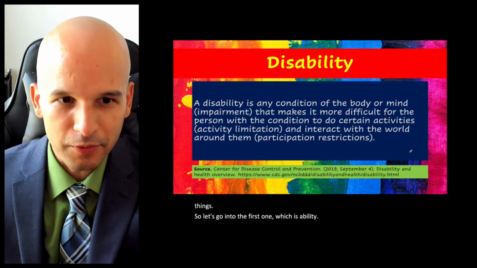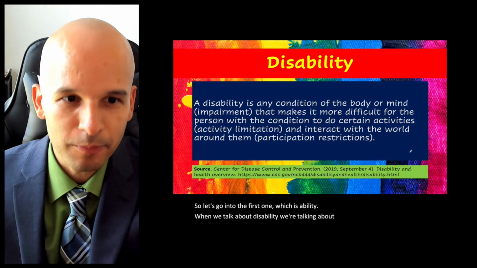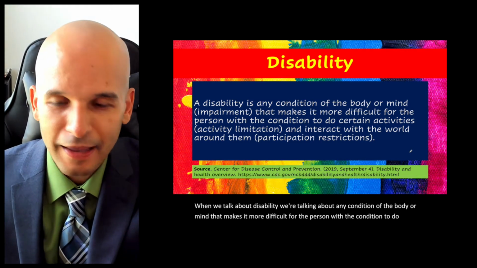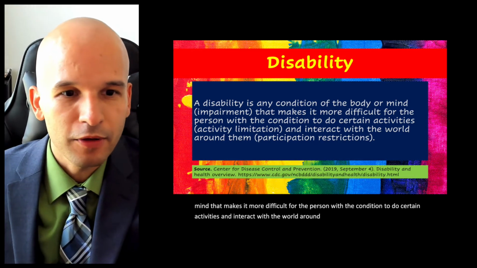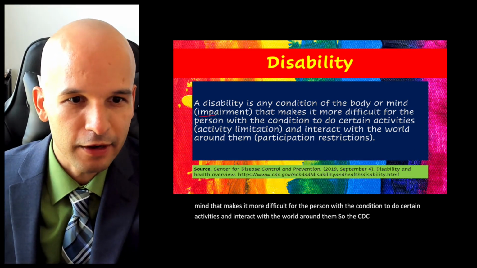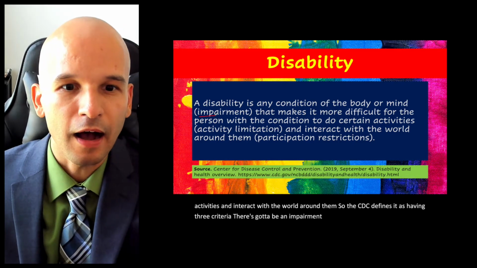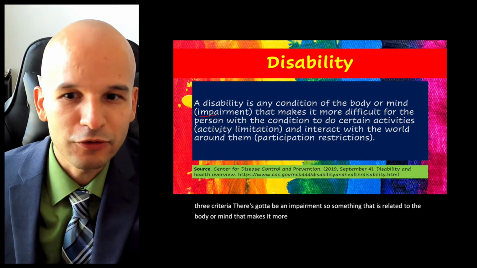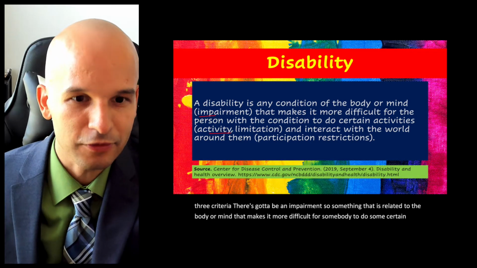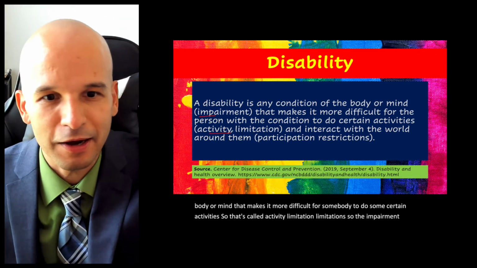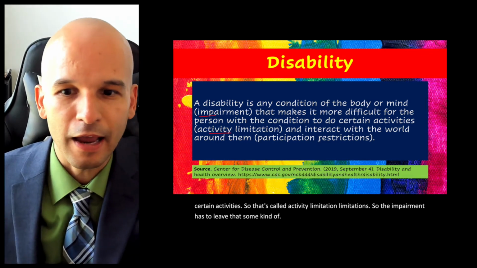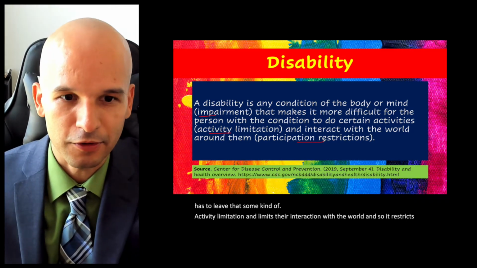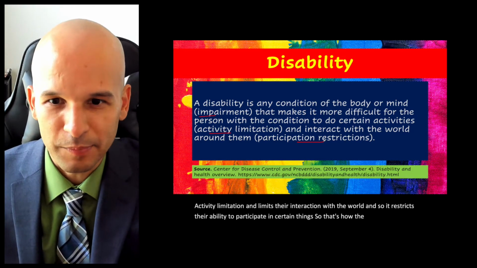When we talk about disability, we're talking about any condition of the body or mind that makes it more difficult for the person with the condition to do certain activities and interact with the world around them. So the CDC defines it as having 3 criteria. There's got to be an impairment, something related to the body or mind that makes it more difficult for somebody to do certain activities. That's called activity limitations. So the impairment has to lead to some kind of activity limitation, and it limits their interaction with the world, so it restricts their ability to participate in certain things. So that's how the CDC defines disability.